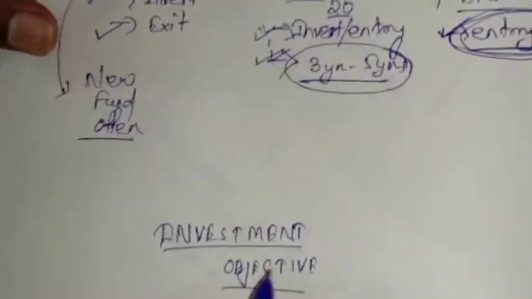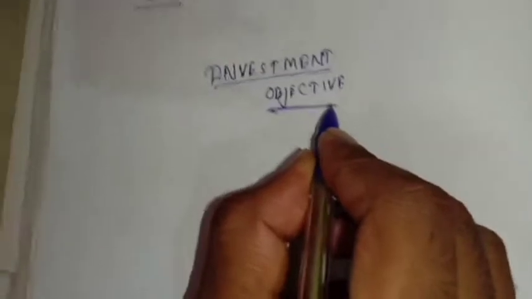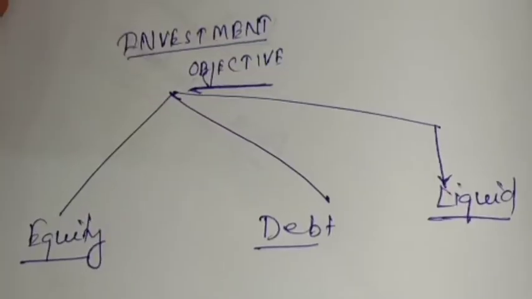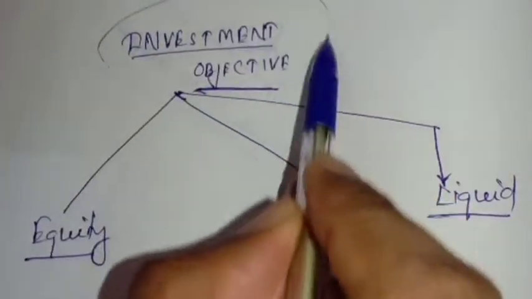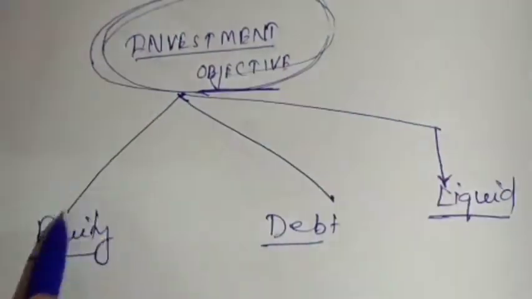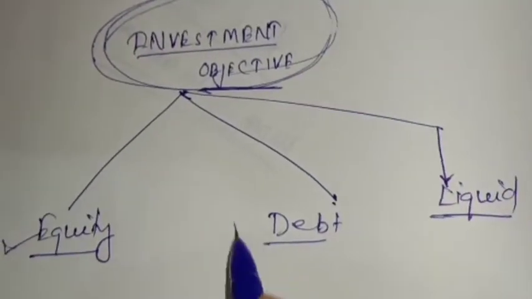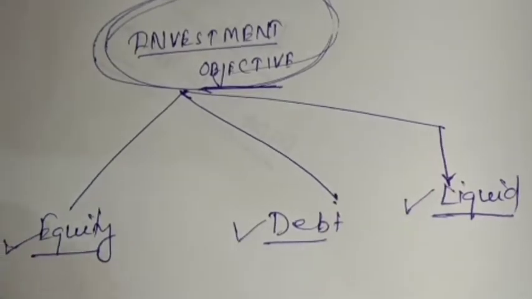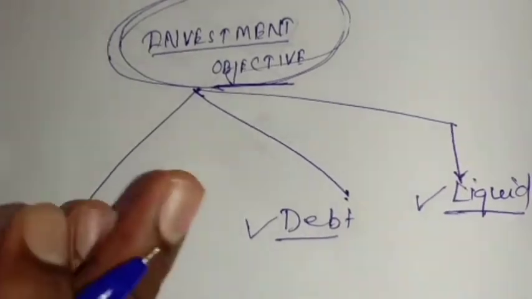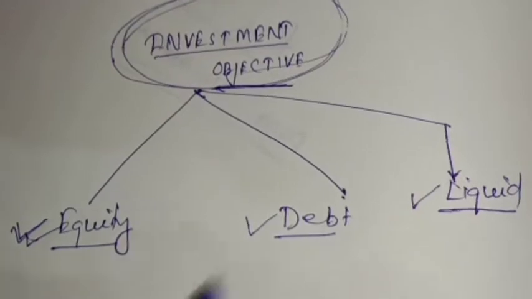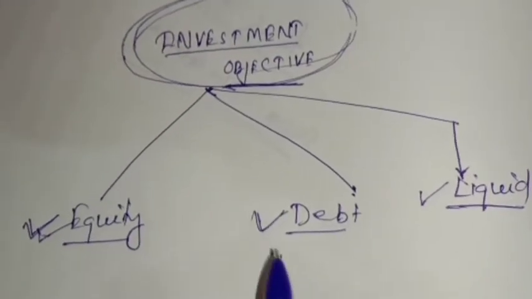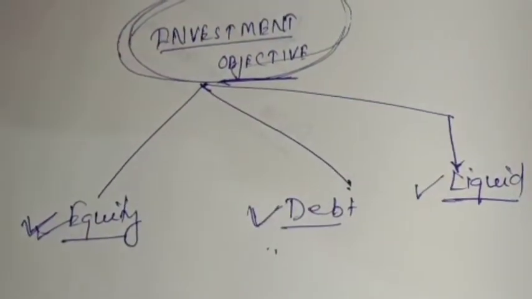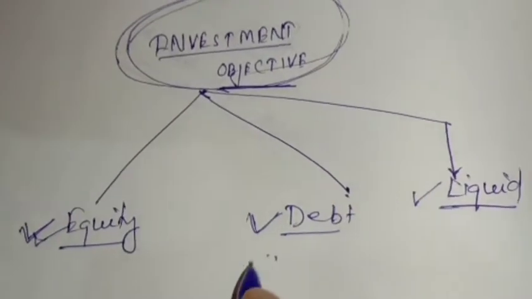Let us see here the investment objective. On the basis of investment objective, mutual funds are divided into three types: one is equity, another is debt, another is liquid. What is equity? Equity includes the equity shares of companies, whereas debt includes debentures, bonds, and any fixed securities. Fixed securities means they have some fixed rate of interest.